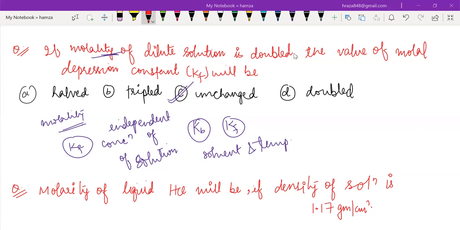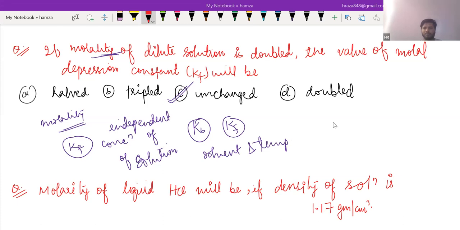Sir, the answer is 32. The answer is 32 or 34. Wait a minute. 32 point something, right? To be specific, 32.05 actually. Very good, Hamza. What about you? Very good, Namira.